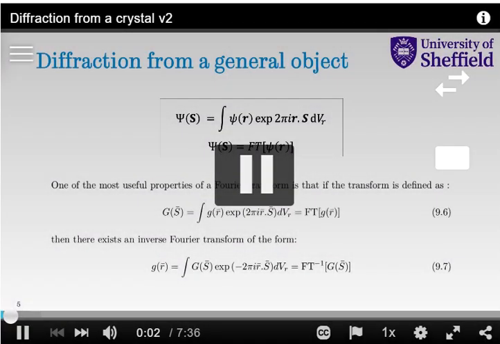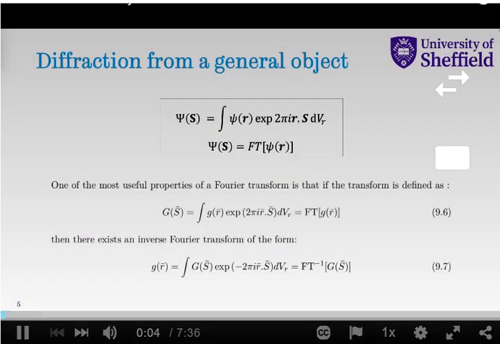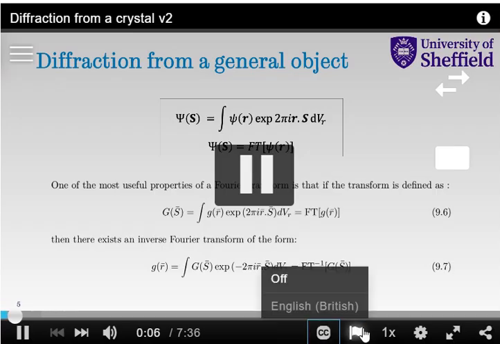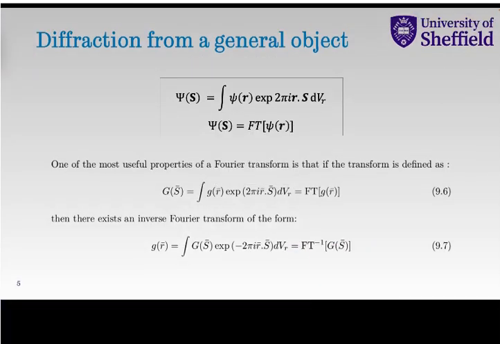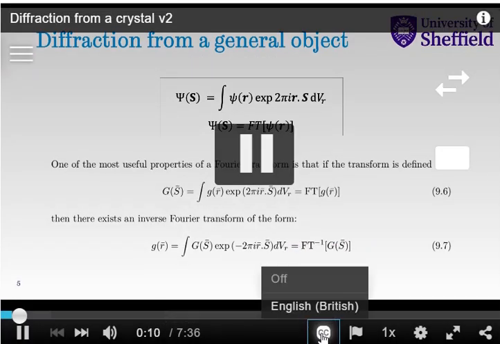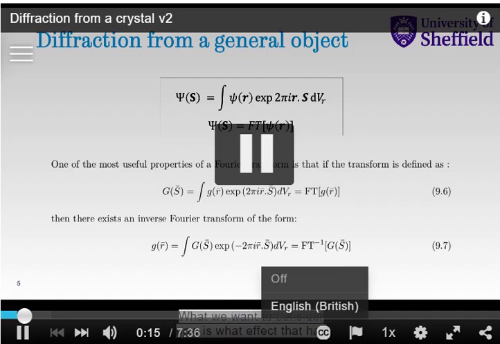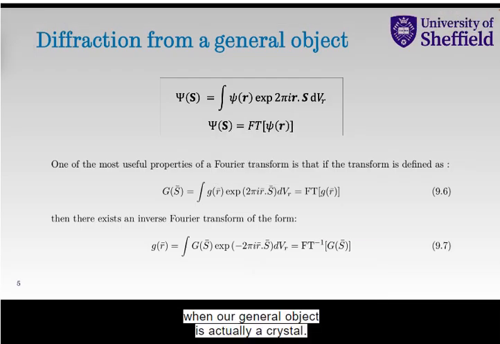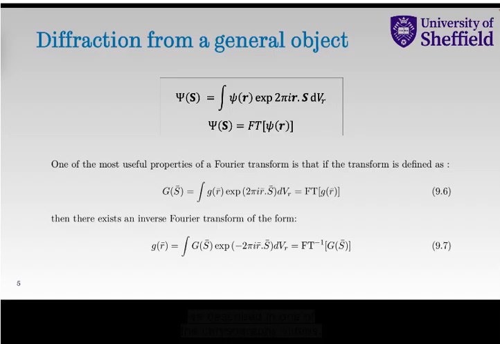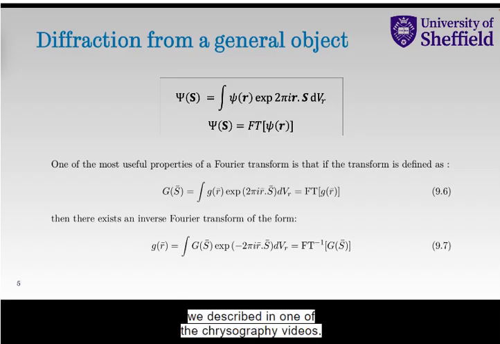In a previous video, we discussed diffraction from a general object, and I demonstrated how the diffraction pattern from a general object was given by a Fourier transform of the object off which the incident rays scatter. What we want to consider now is what effect that has when our general object is actually a crystal, something with this translational periodicity that we described in one of the crystallography videos.